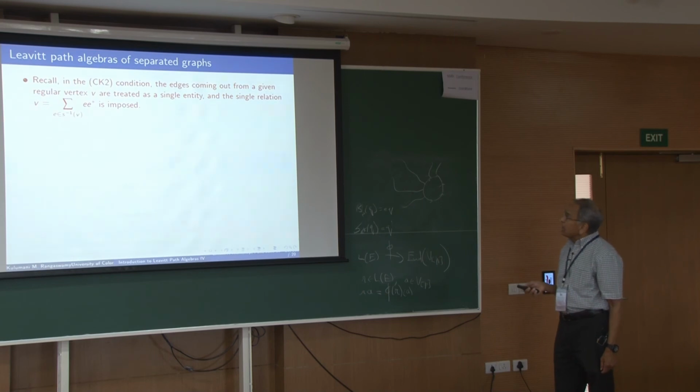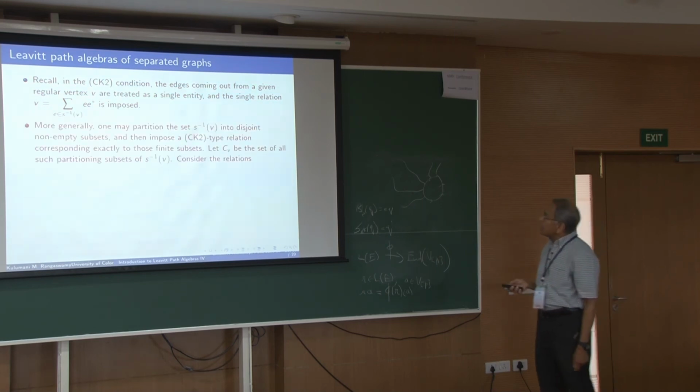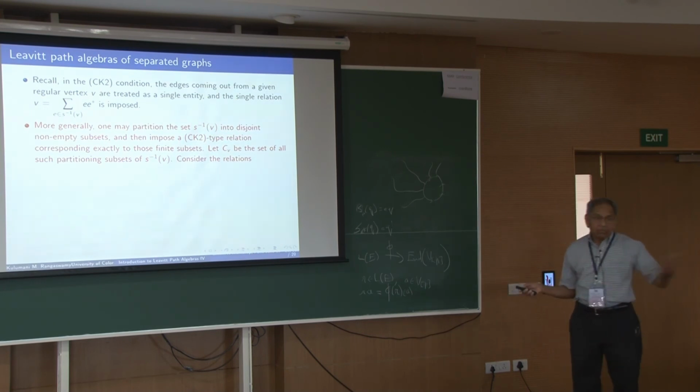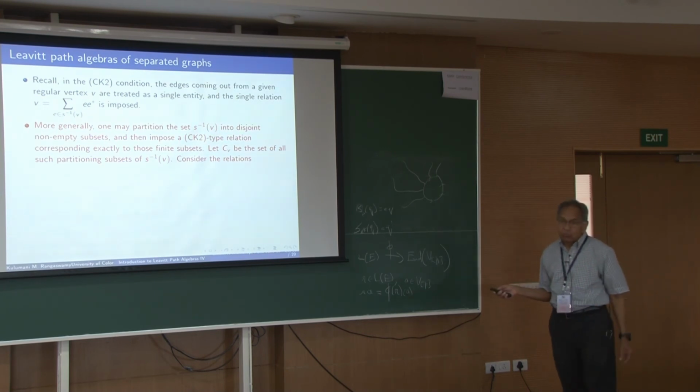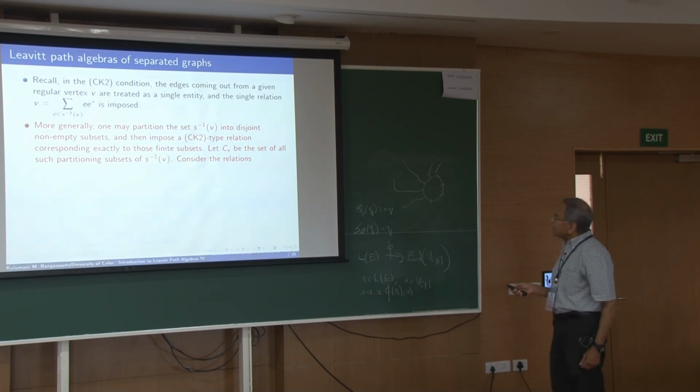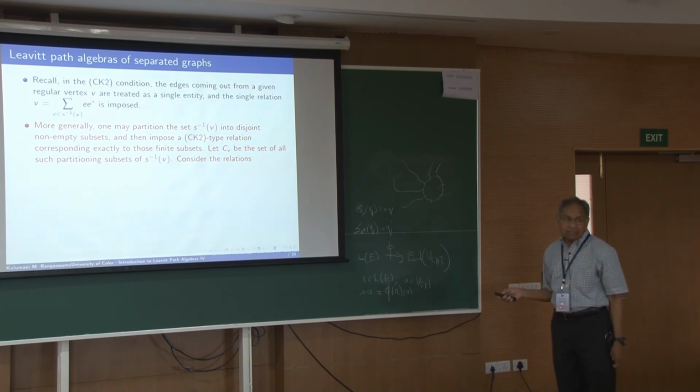In the case of separated graphs, what you do is simply take all the edges emanating from each vertex and partition them arbitrarily. You can have an arbitrary partition. One part has 2, the other has 5, and so on. And then you impose the CK2 relation on these individual subsets.